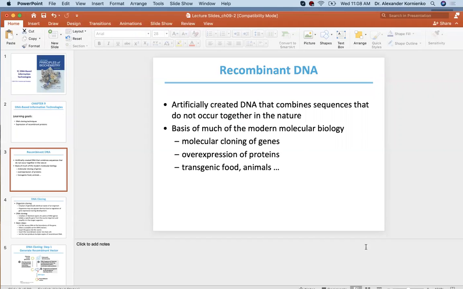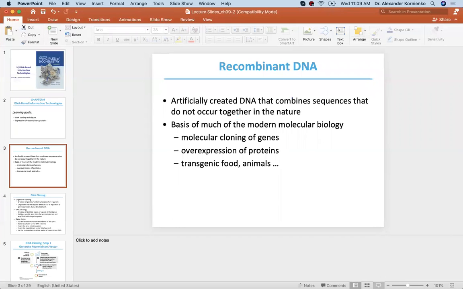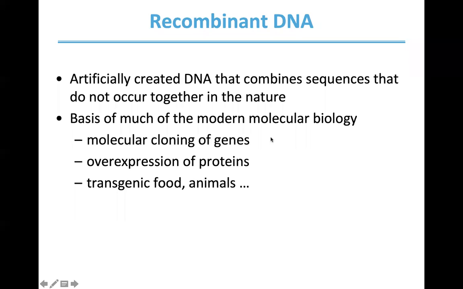And recombinant DNA. One thing to remember from this whole word of recombinant is that it's artificial DNA. Artificial DNA does not exist in nature. And basically it forms the basis of modern molecular biology, right? So when somebody says recombinant DNA, that probably means molecular biology, and specifically means cloning. Cloning is something that we're going to talk about in the next 15 minutes. We'll talk about overexpression of proteins.